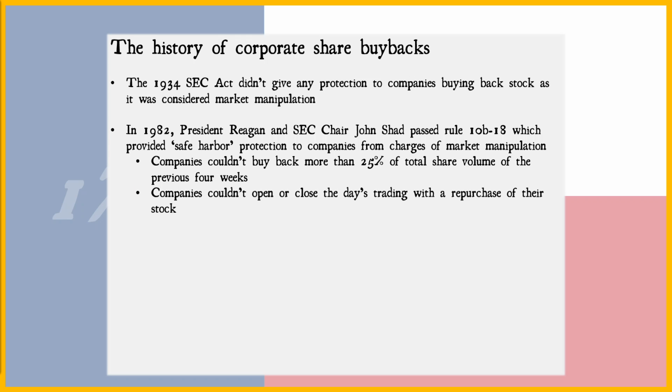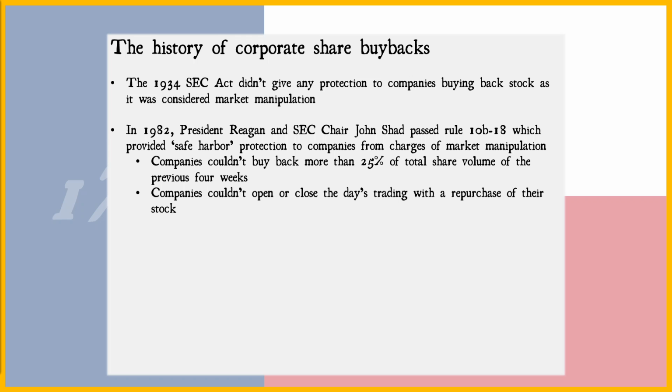Now, there were some rules. It wasn't a total free-for-all. Companies couldn't buy back more than 25% of the volume that had traded in the last 4 weeks. So in other words, they'd look back at the last 4 weeks of stock trading and whatever the average was per day over that period, a company couldn't buy back more than a quarter of that number in any given trading day.